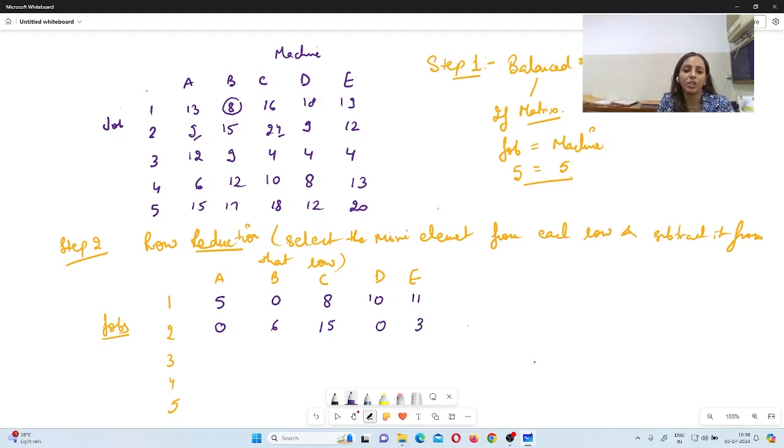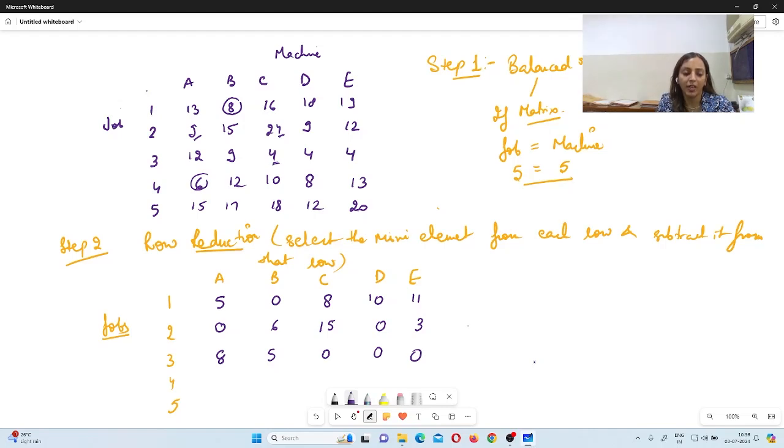Now in the job number 3, select the minimum one, which is 4. So 12 minus 4, that means 8. 9 minus 4, that will be 5. 4 minus 4, 0, 0, 0. With the job number 4, the minimum element will be 6, among 6, 12, 10, 8, 13. So the minimum one is 6 over here, right?